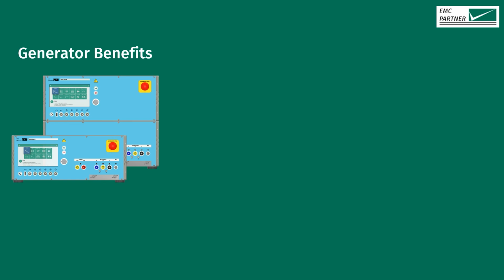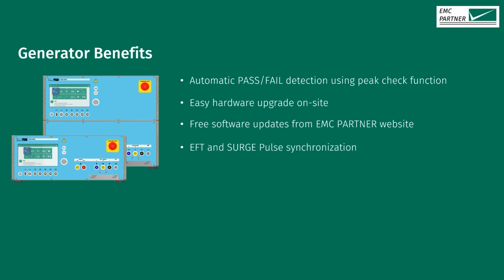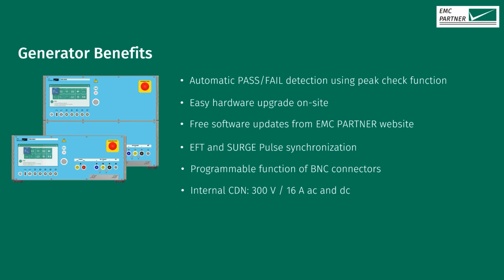The measurement system includes automatic pass-fail detection using peak check function. The hardware is easily upgradable on site. Free software updates are available from the EMC partner website. EFT burst and surge pulse synchronization. Programmable function of BNC connectors. Operator safety enhanced by warning lamp and emergency stop.